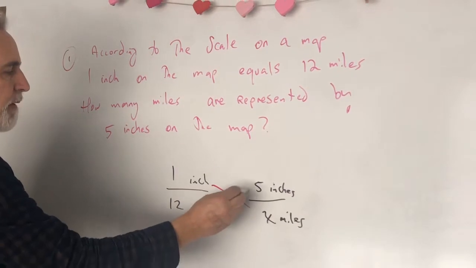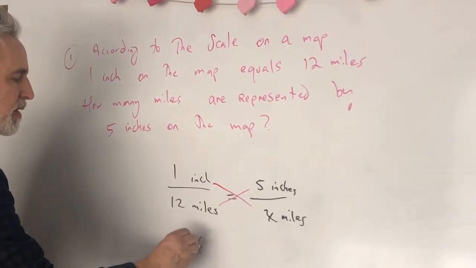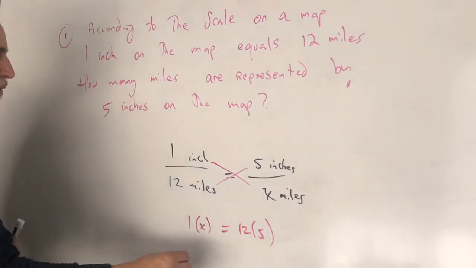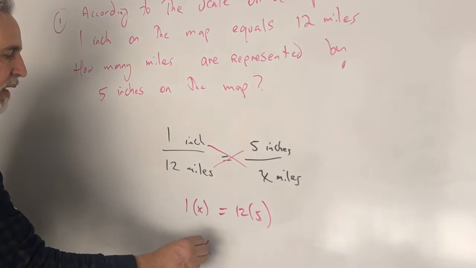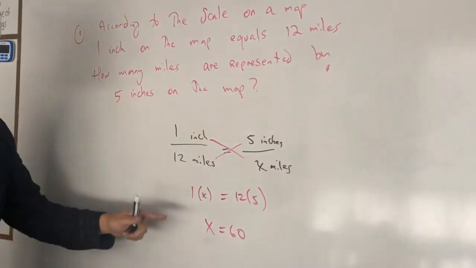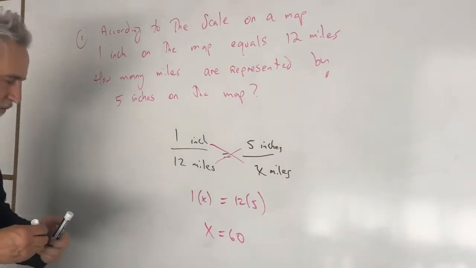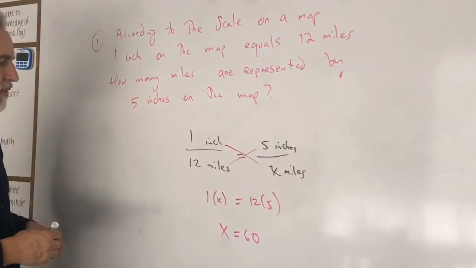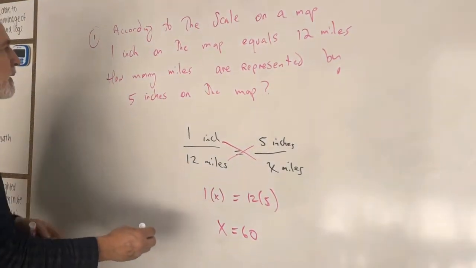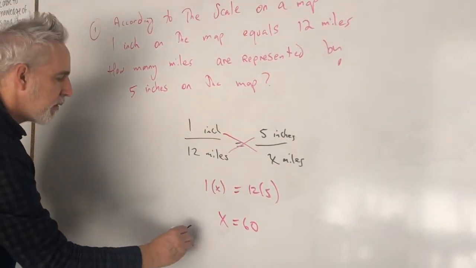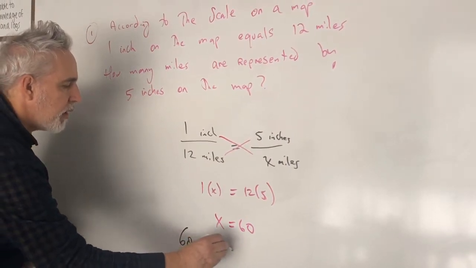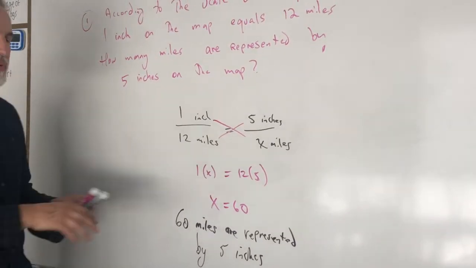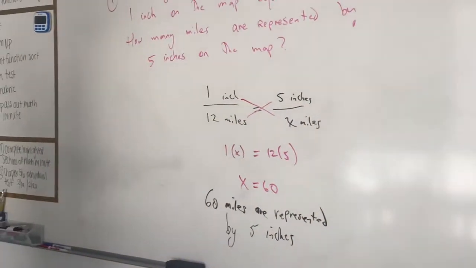So cross multiply, and we get x times 1, or 1 times x, equals 12 times 5, or 5 times 12. They're commutative, so you don't have to worry about which order you put them. x equals 60, and that's not where you're done. You have to actually write a full sentence to answer these properly. So it says, how many miles are represented by 5 inches on the map? So we say 60 miles are represented. And if you wanted to word that differently, that'd be okay. You could say 5 inches represents 60 miles. All right, let's move on.